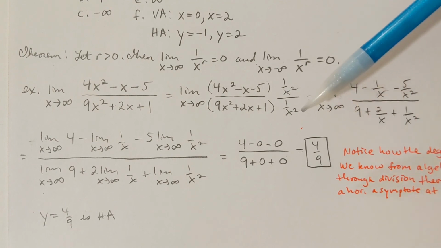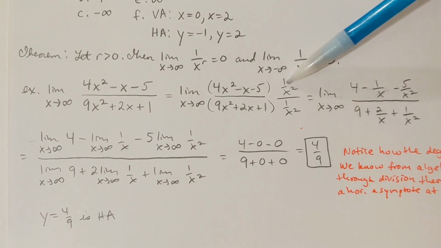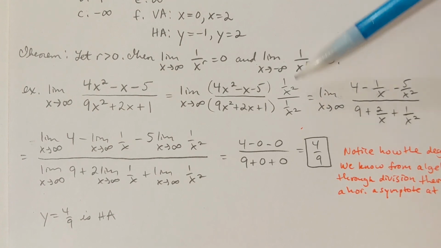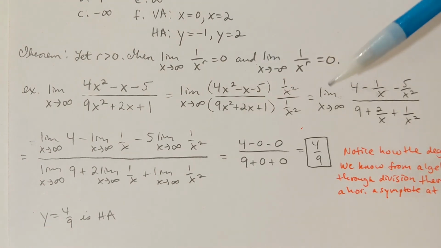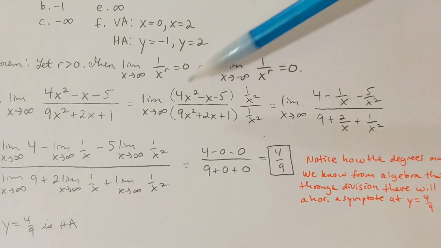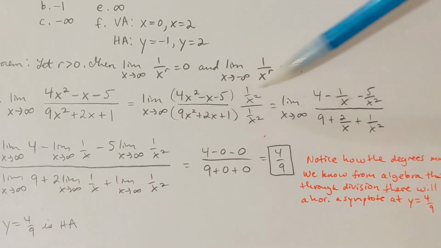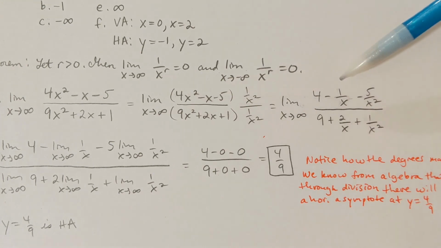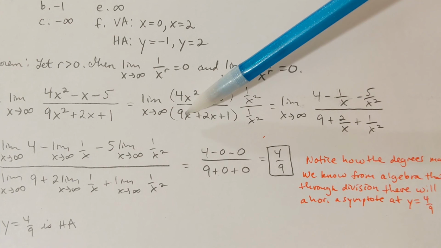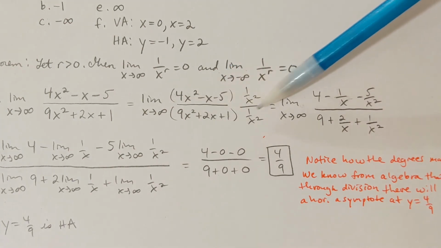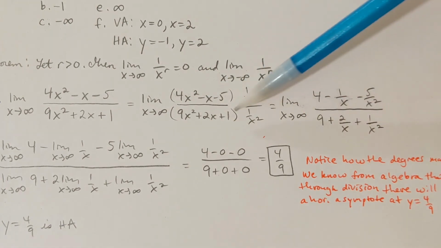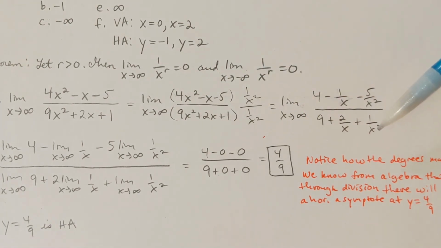So to begin, I'm going to multiply the top and the bottom by 1 over x squared. 1 over x squared over 1 over x squared is 1, so there's no harm with multiplying this by 1. I'm not changing anything. When you distribute 1 over x squared in the numerator, 4x squared over x squared is 4, and then minus x over x squared, that's minus 1 over x, minus 5 over x squared at the end. And then in the denominator, we've got 9x squared over x squared, that's 9, plus 2x over x squared, that's 2 over x, and then plus 1 over x squared at the end.